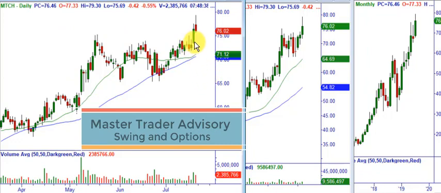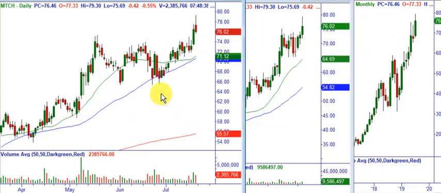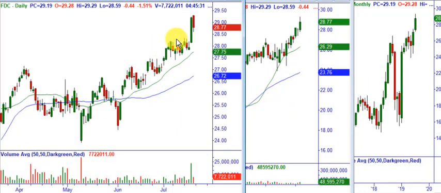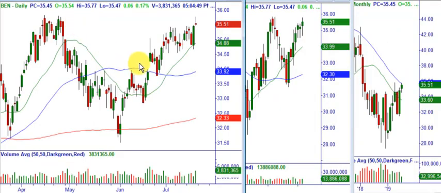Mitch, we gave this to our subscribers, another multi-month bullish consolidation on the daily above the rising 20 and 50. We bought it on Thursday on this breakout day, and it's a bullish weekly and monthly. FDC, we're in also for our subscribers, wide range breakout on the daily, and it's a breakout on the weekly and monthly with no resistance to the left because it's all-time highs. Ben, we're going to keep this on our watch list. Now this one, it broke out Friday, but it's at major resistance on the weekly.